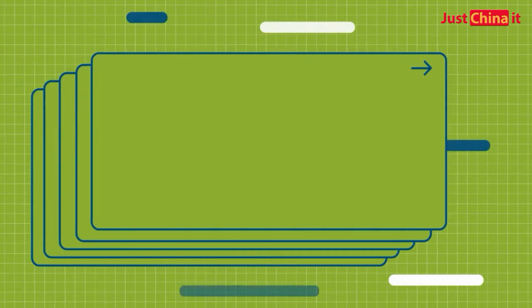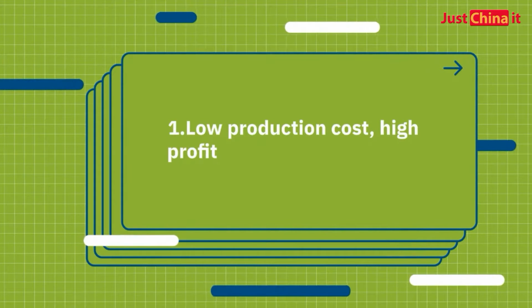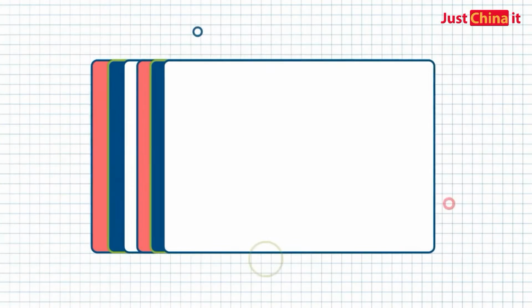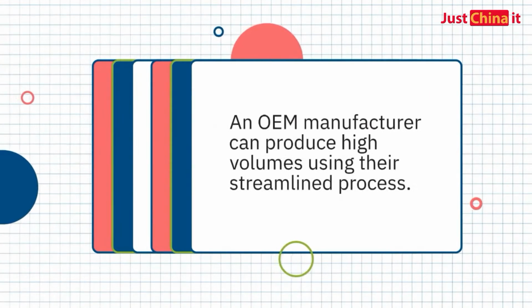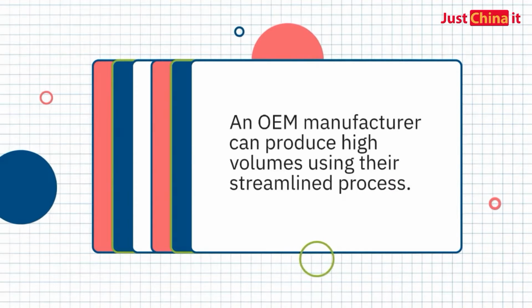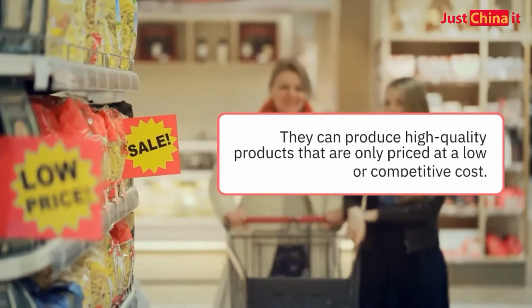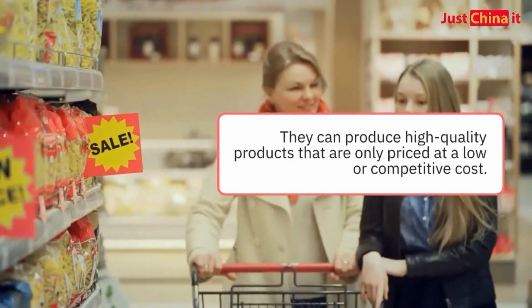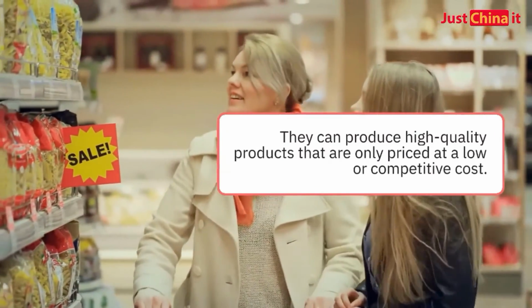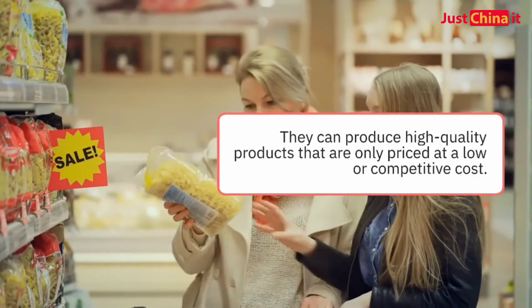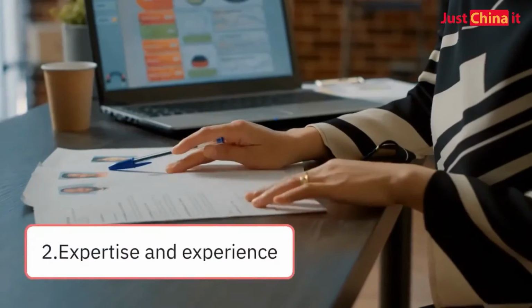Pros of OEM. 1. Low production cost, high profit. OEM parts are less expensive than if the buying business or a startup created them. An OEM manufacturer can produce high volumes using their streamlined process. Their supply chain or network is extensive. They can produce high-quality products that are only priced at a low or competitive cost. As a result, you can sell the product within the market price, and your sales profits and revenue will increase.